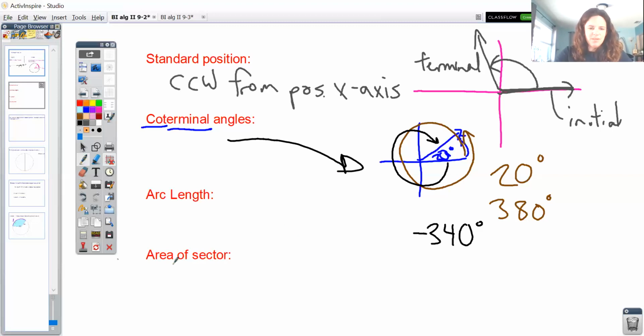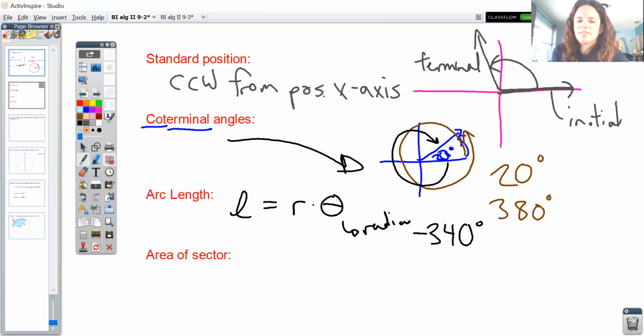And then I have two formulas for you. There's a formula for the length of an arc and for the area of a sector, which is a pie piece in a circle. So you may have, again, seen these in geometry. Arc length is, and we use a cursive letter L for that, r times theta, as long as theta is in radians.